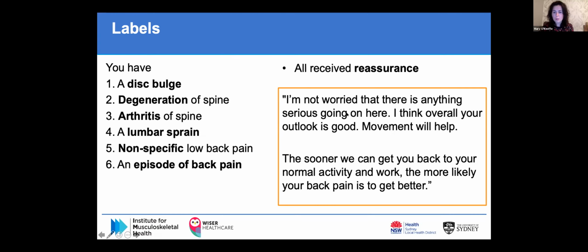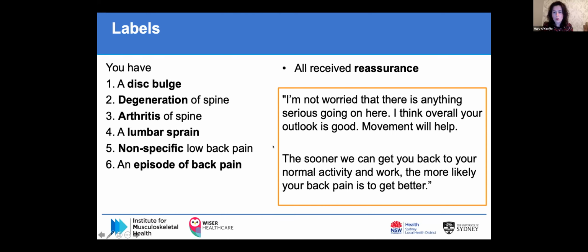An important part of the trial is that we provided people with reassurance. After they received the label, they were told that they would get better, and that they should engage with physical activity and work again, because we wanted to see if a label has a negative influence, can it be removed by providing good advice?